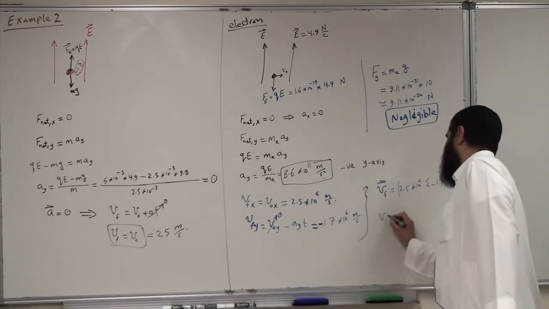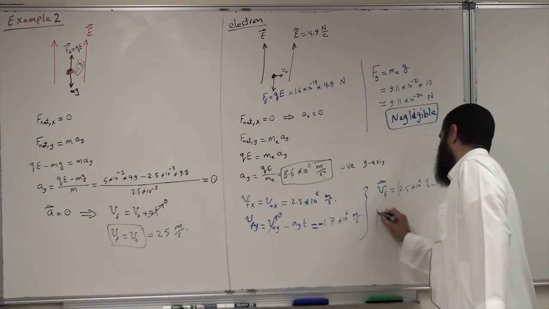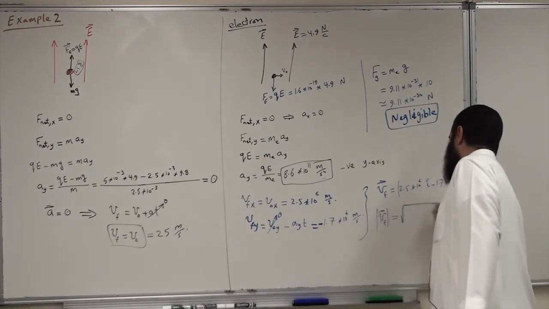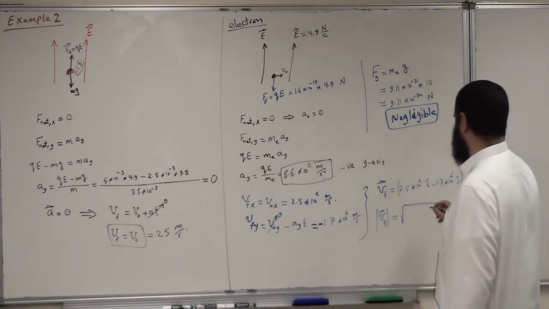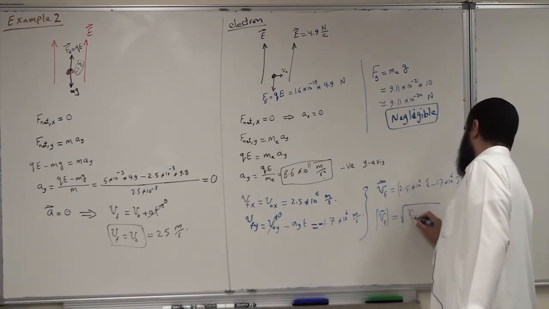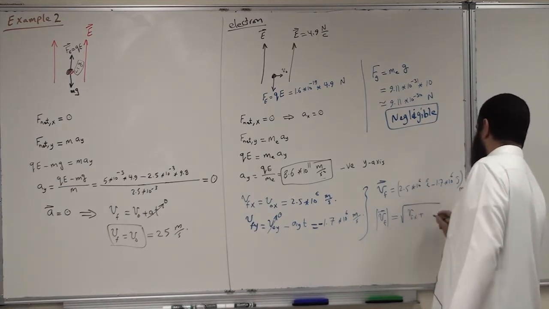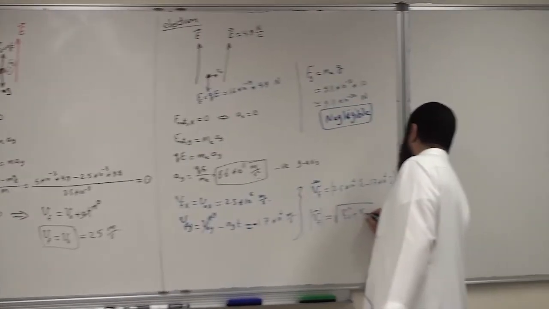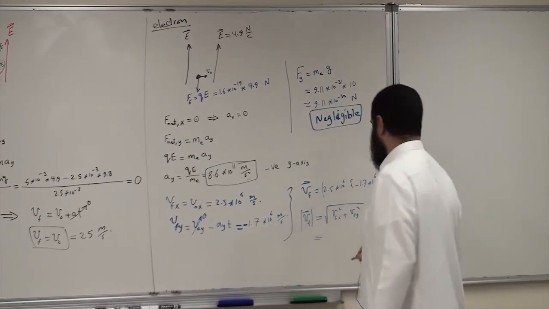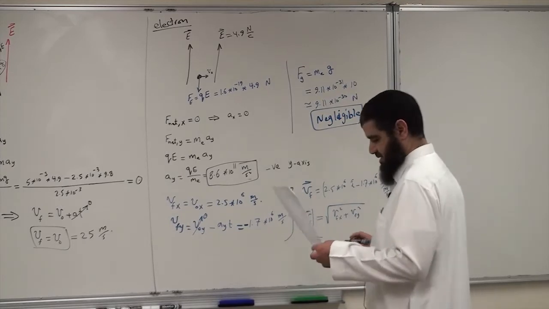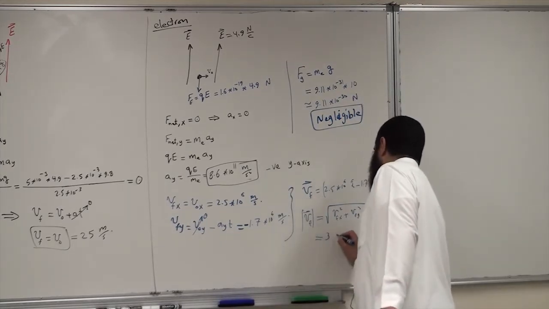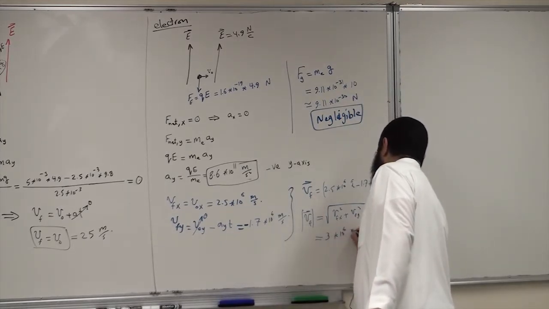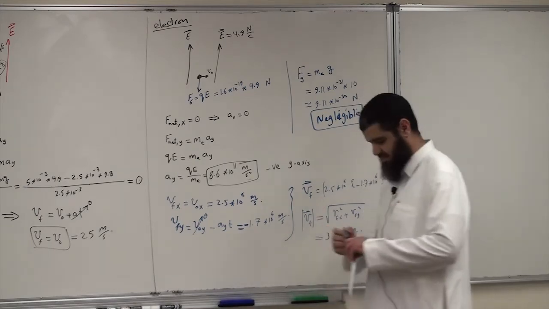So the speed in that case, V final, will be the magnitude of this velocity, the square root of 2.5 squared plus 1.7 times 10 to the power 6 squared, so here V final y squared, and if you do this calculation, you will get the final speed to be 3 times 10 to the power 6 meters per second.